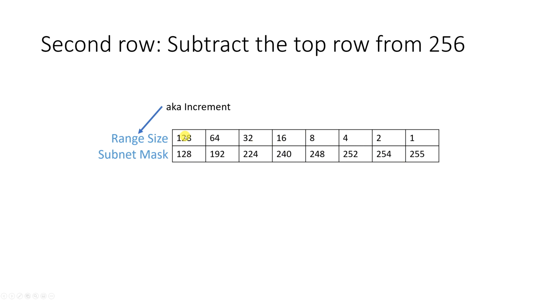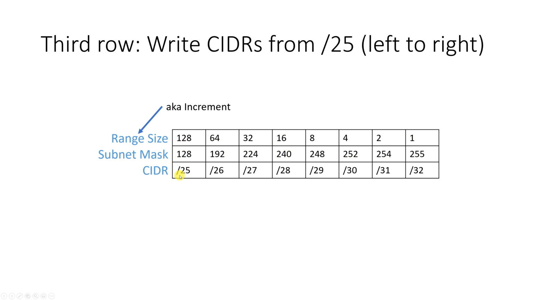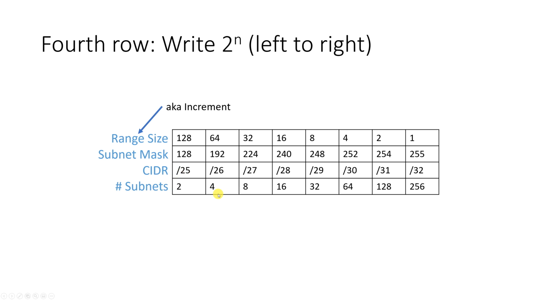So first row, just write out your place values for an octet. Second row, subtract the top row from 256. Third row, just write in your CIDRs starting at /24. So just write them in: 25, 26, 27, all the way up. That one's an easy row. The fourth row, just start with 2 and double it.